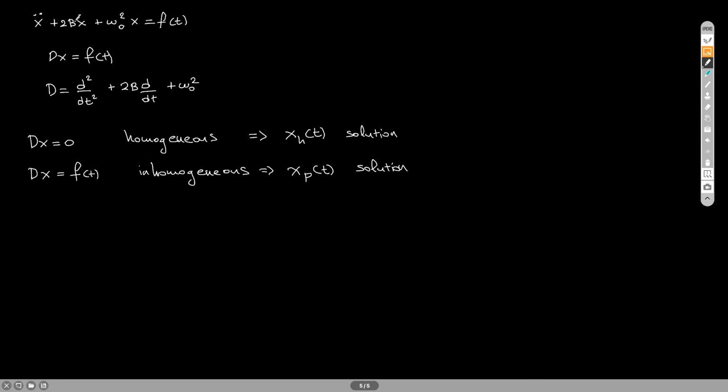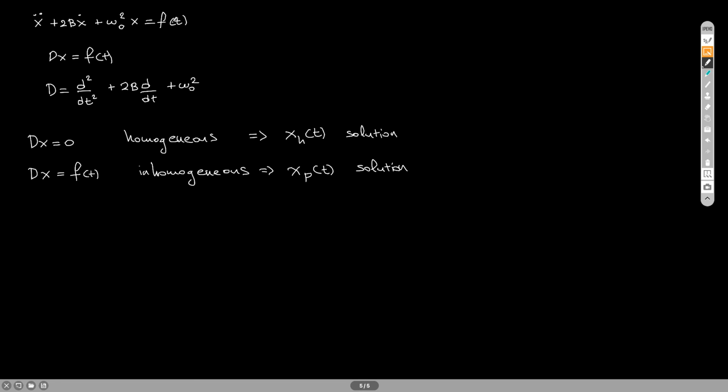The minus beta x dot is part of the resistive force, and beta is the parameter that we use. Omega naught squared times x comes from the ideal spring force, and the lowercase f as a function of time is the force that will drive the oscillation.